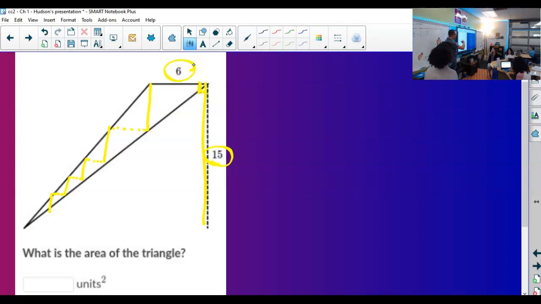So 6 and 15 are your base and your height. Because 6 is your base, 15 is your height, and then half of that, right? Half. Or you could just divide 6 by 2, making it 3 and then times 15.